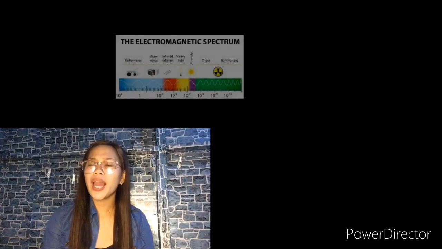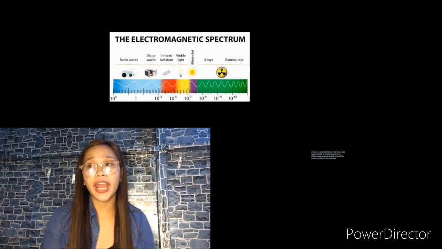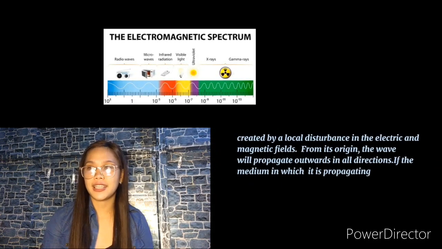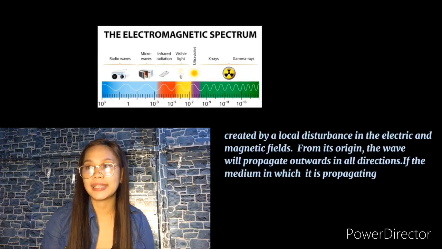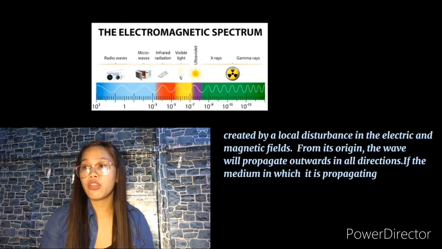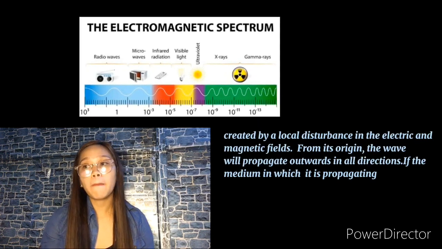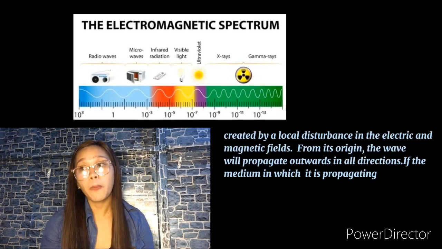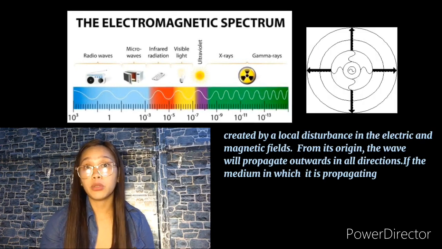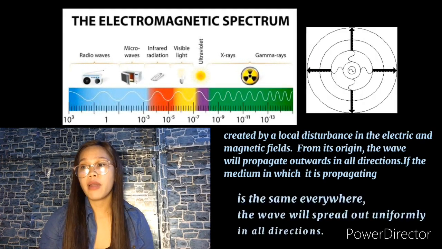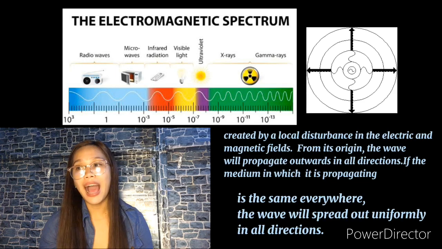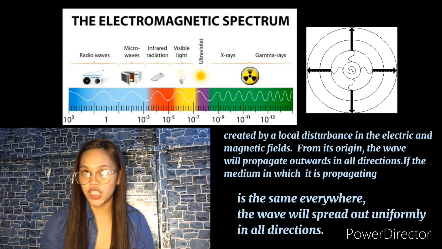Before that, I will first explain what an electromagnetic wave is. An electromagnetic wave is created by a local disturbance in the electric and magnetic fields. From its origin, the wave will propagate outwards in all directions. So if the medium in which it is propagating, for example the air, is the same everywhere, the wave will spread out uniformly in all directions.